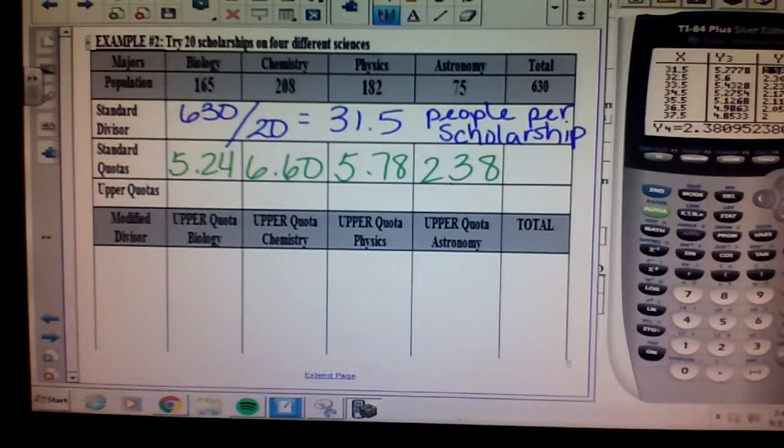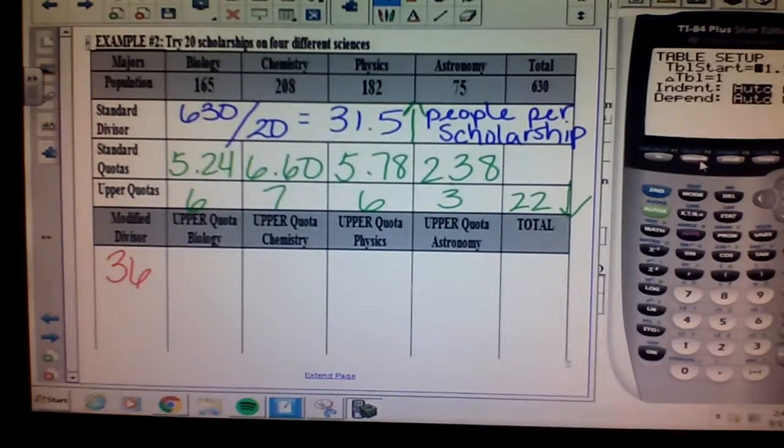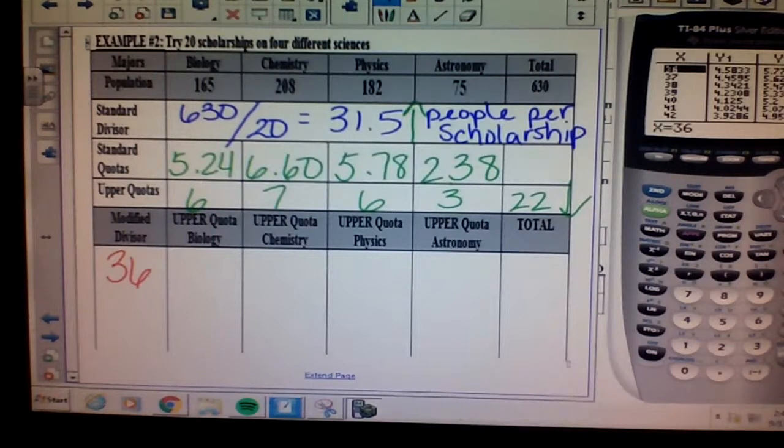Gotta make sure it's on point. I found my mistake. So we started 6, 7, 6, and 3. 22. Okay, so 22 needs to go down. So 31.5 needs to go up. Sienna, you said 36 to start? All right. Sienna's making a big jump. She says, let's start with 36. Don't go to 39, I'll tell you that. 39 is too high? Yeah.